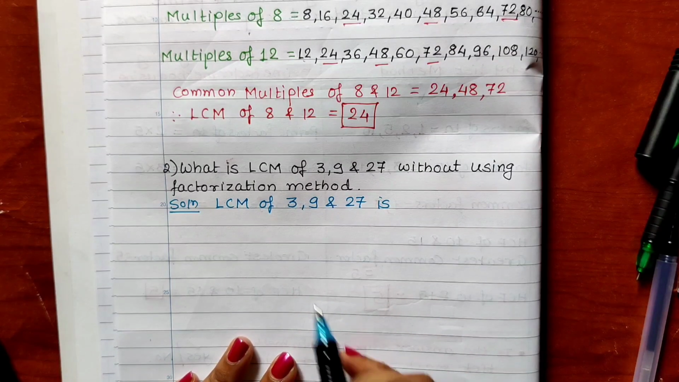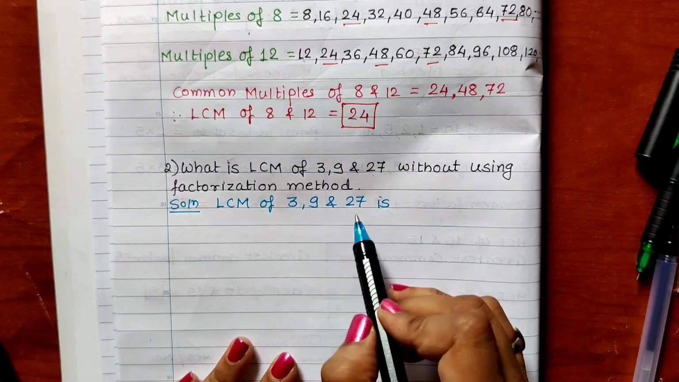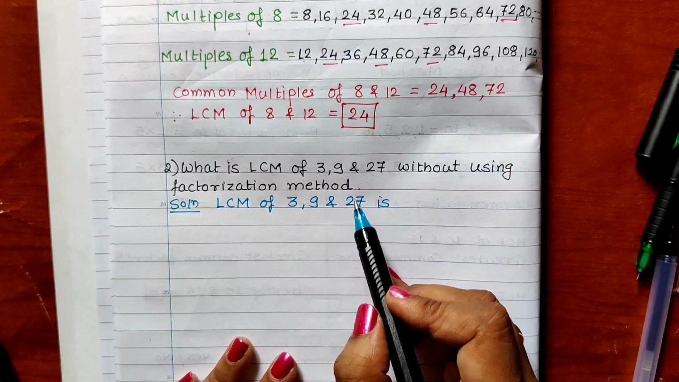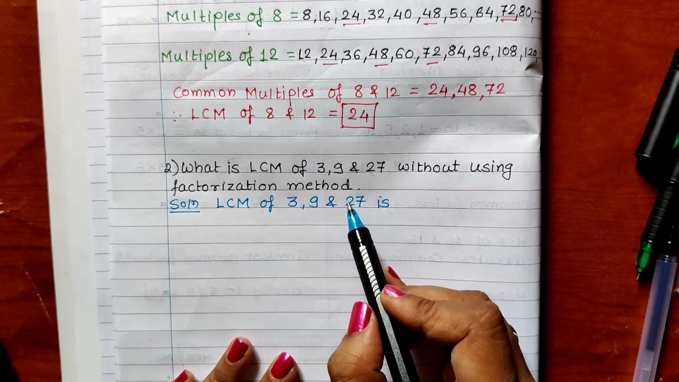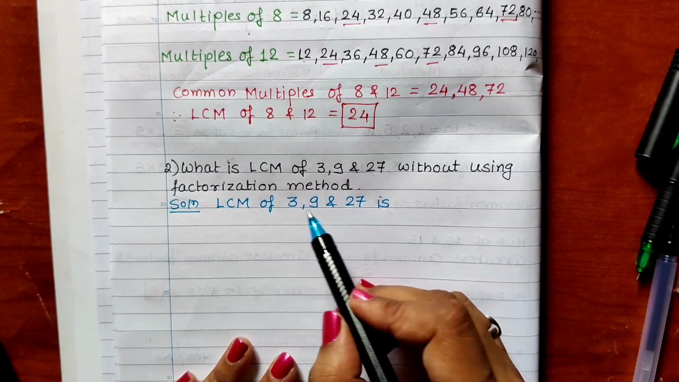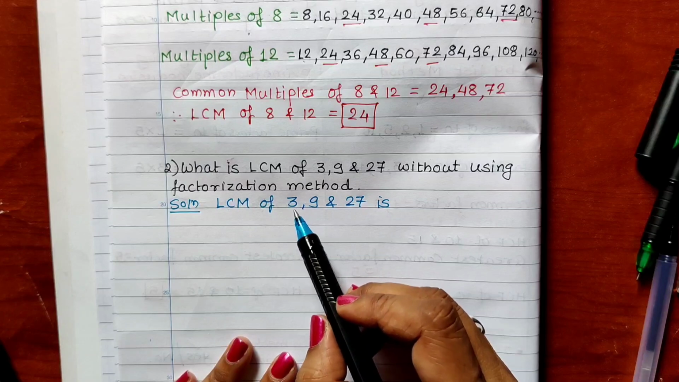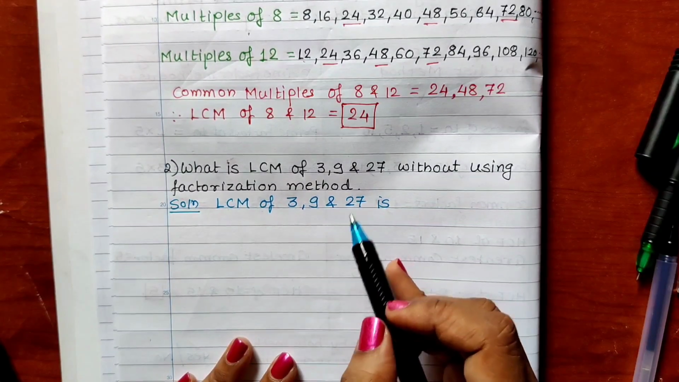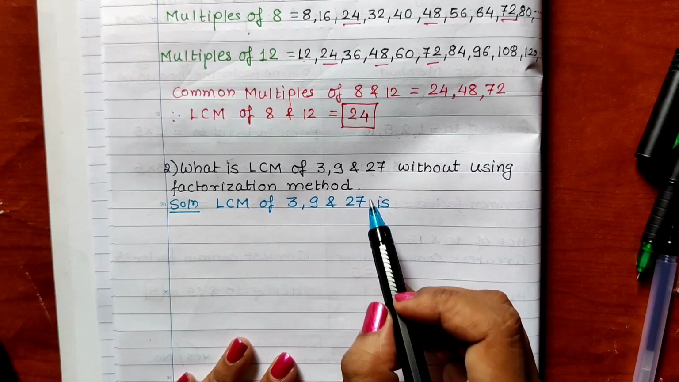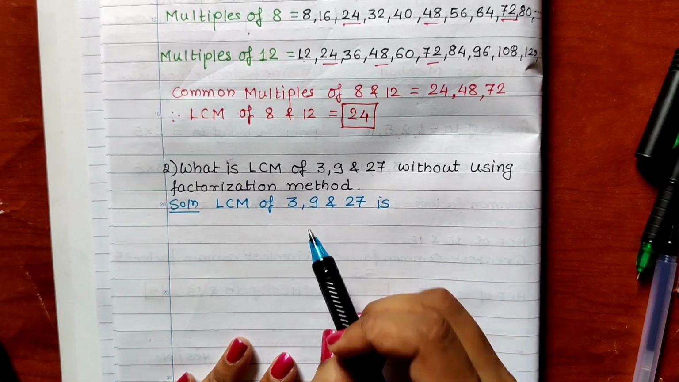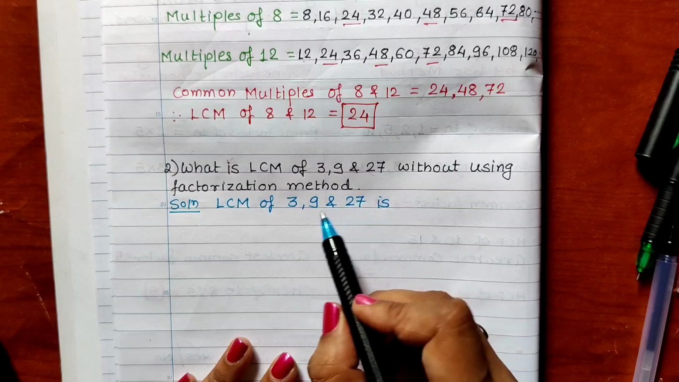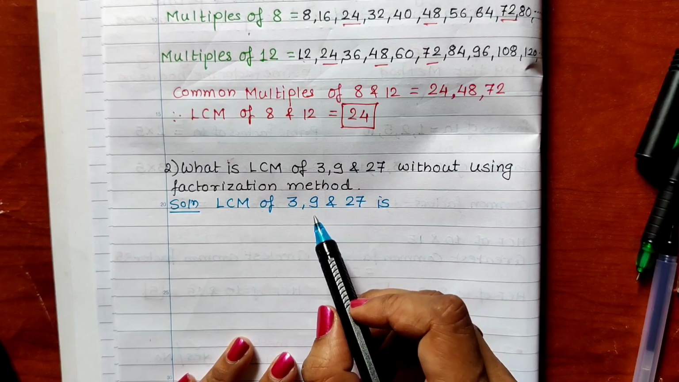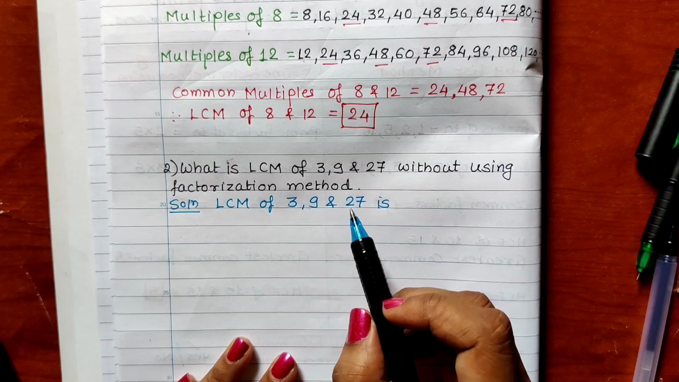How? Let us see. Three numbers given are 3, 9 and 27. The biggest number is 27. Let us see, can you divide this 27 completely by remaining two numbers? So we can divide 27 by 3 completely. 3 9s are 27 and remainder is 0. That means 27 is divisible completely by 3. Can you divide 27 by 9? Yes, we can divide 27 by 9 completely because 9 3s are 27 and remainder is 0.